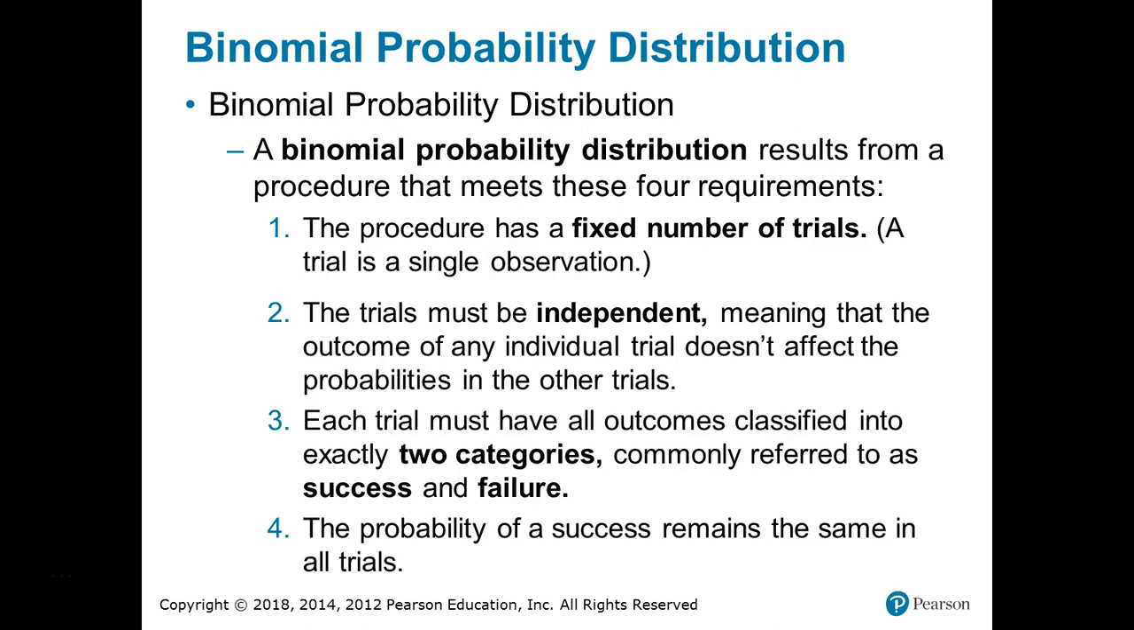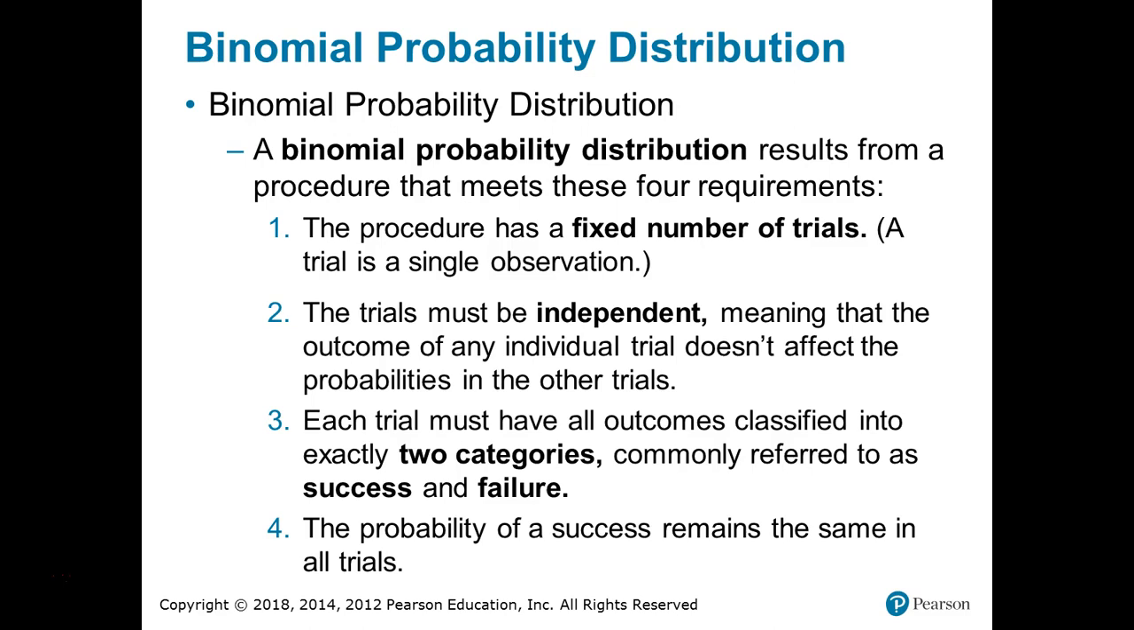So a binomial probability distribution results from a procedure that meets four requirements. There are four things that must be satisfied before we have binomial. Number one, the procedure has a fixed number of trials, and a trial is just a single observation. The trials must all be independent, meaning that the outcome of any individual trial does not affect the other trials' probabilities.